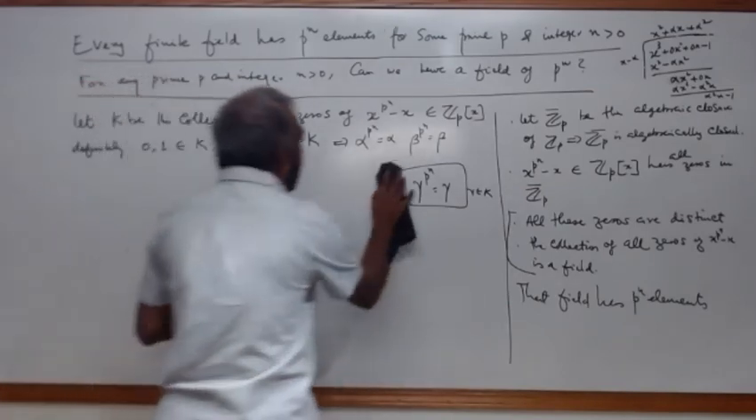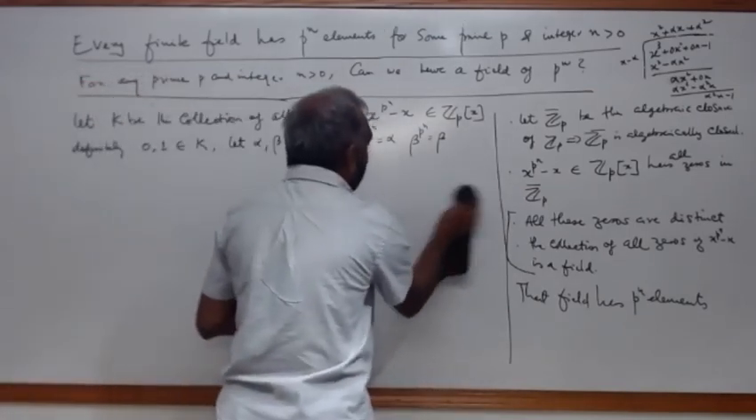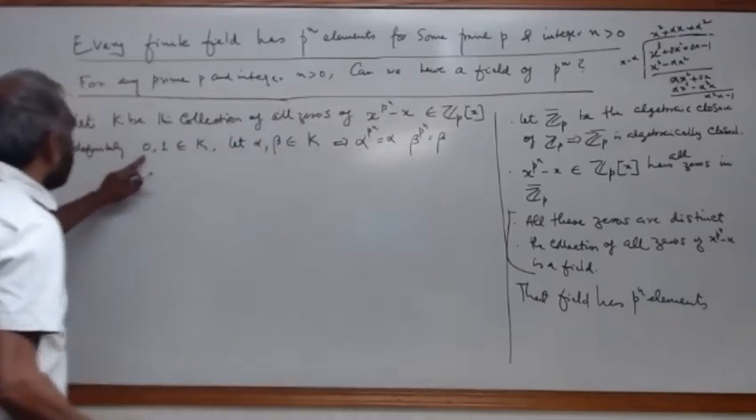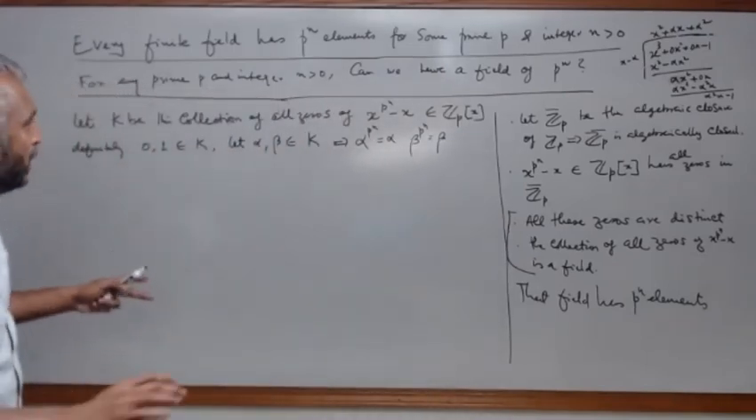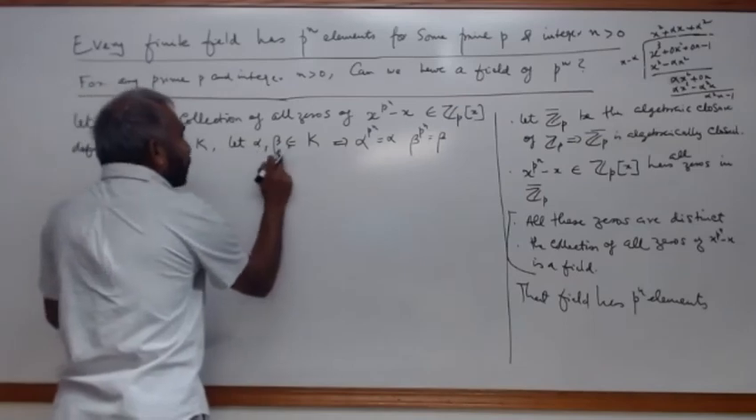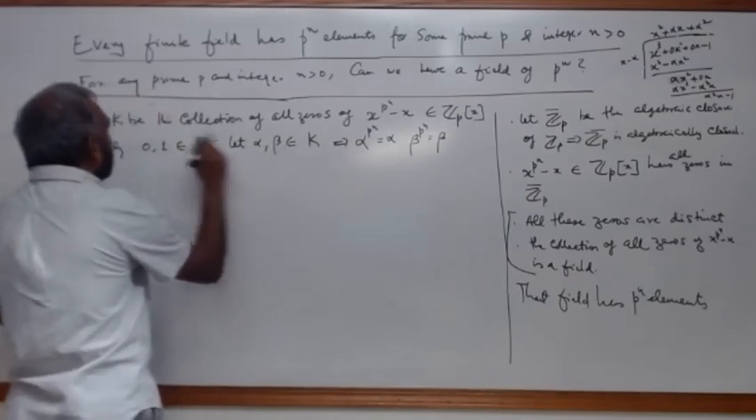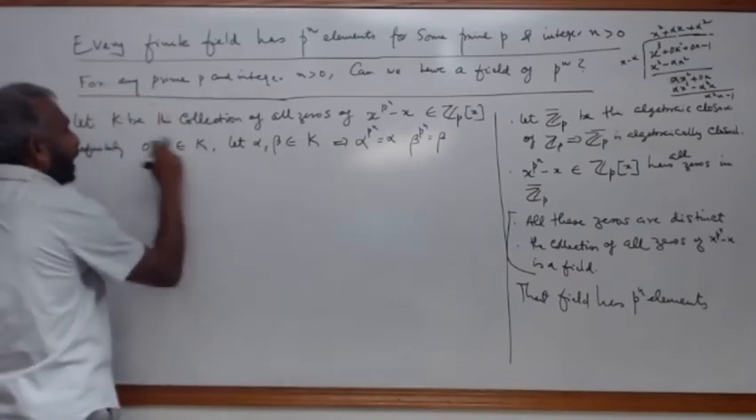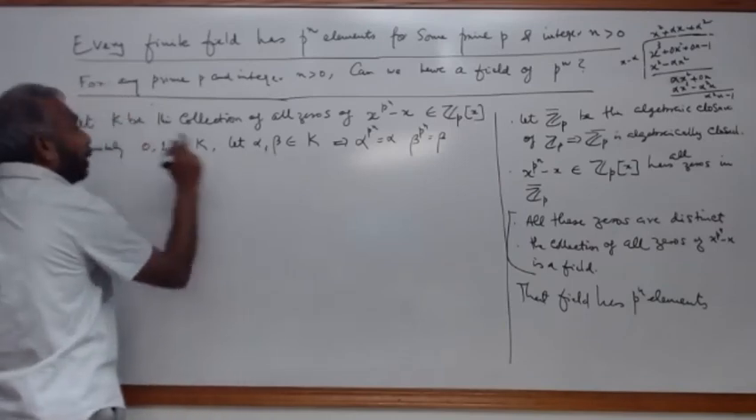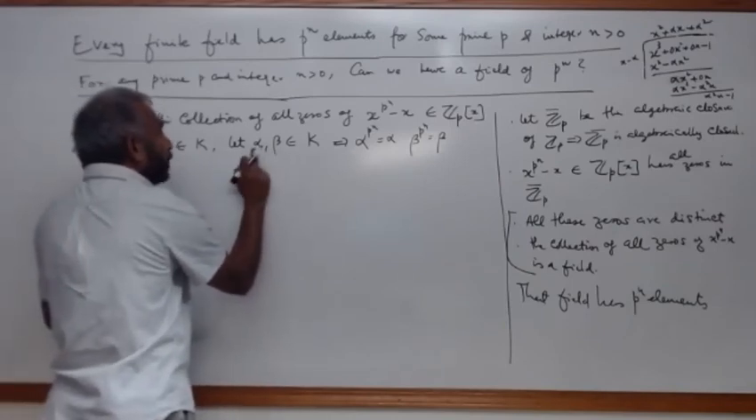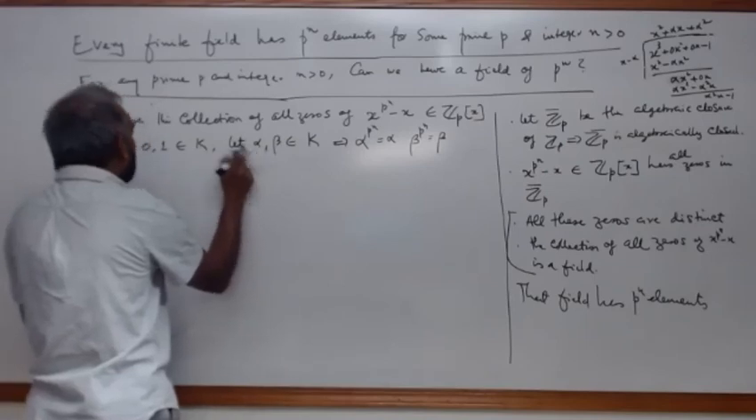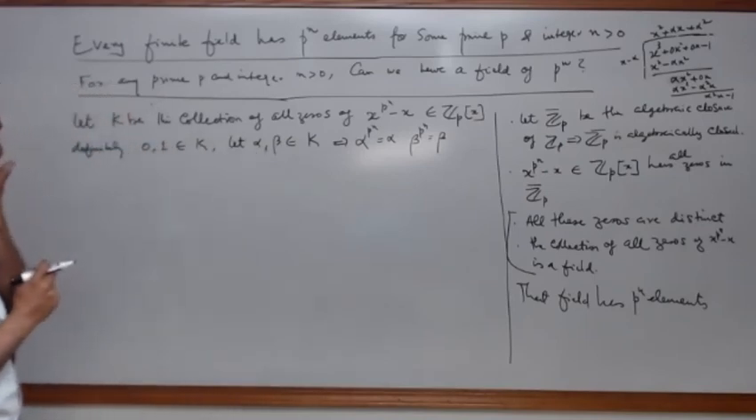Our object now here is to show that K is a field. Already we have zeros and ones. We need to prove that alpha plus beta belongs to K, alpha beta belongs to K, the additive inverse of this belongs to K, and the multiplicative inverse belongs to K. Then we are done.